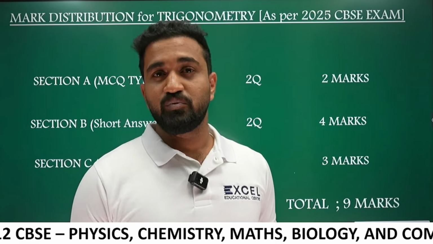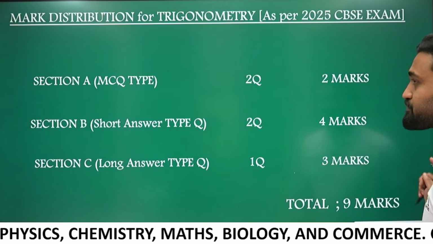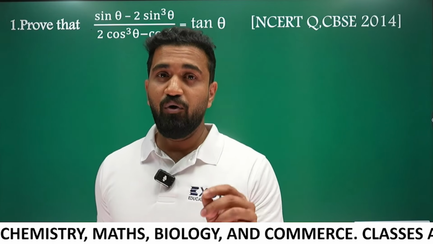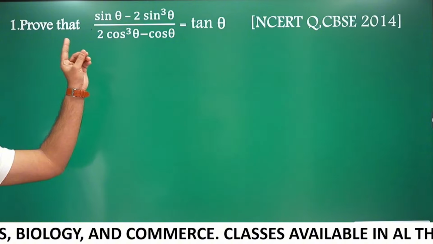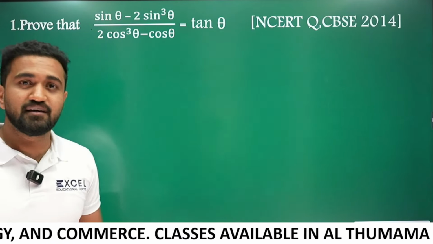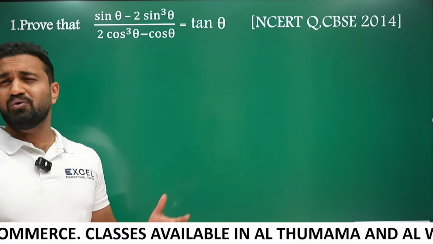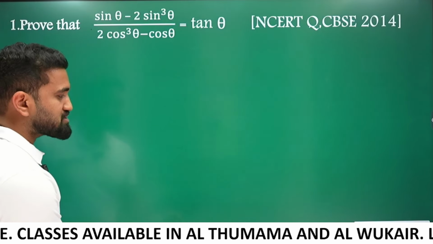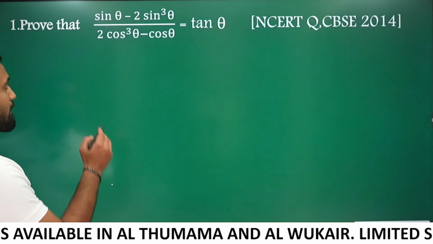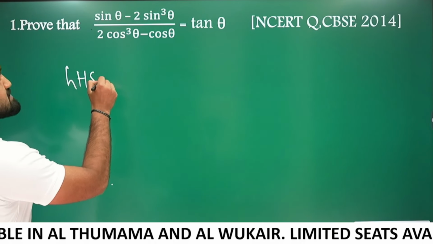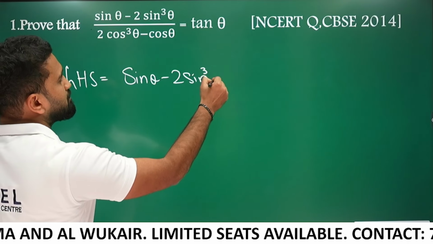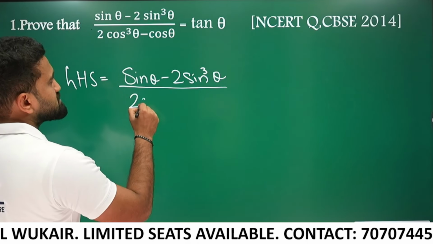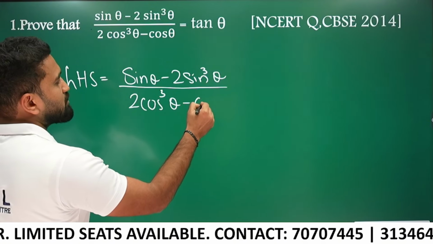Okay, so let me start the discussion with a simple question. Here we go. Prove that the value of sin theta minus 2 sin cube theta divided by 2 cos cube theta minus cos theta is equal to tan theta. Okay, so we know the basic format of proving something. We'll be starting with the LHS, right? The LHS is given as sin theta minus 2 sin cube theta divided by 2 cos cube theta minus cos theta.